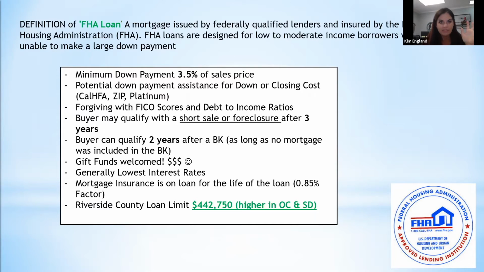Gift funds, we love gift funds. Grandma, grandpa, aunt, uncle, somebody in the family gifting funds is beautiful. And then the mortgage insurance, the big thing for FHA loans when you're comparing, why would somebody get an FHA loan versus a conventional loan? One of the cons for FHA is that the mortgage insurance is now on there for the life of the loan. So this 0.85, if someone's putting down 3.5%, the minimum down payment, that mortgage insurance is going to stay on there for the life of the loan. You have to refinance to get rid of it.